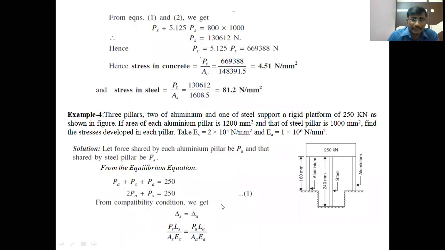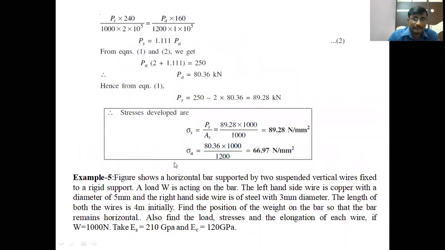Upon substitution of the PS value into equation 1, from equations 1 and 2, we get 2PA plus, in place of PS, 1.111 PA. So PA times (2 plus 1.111) equals 250 kilonewtons. Therefore, PA is equal to 250 divided by 3.111. You can get the load shared by the aluminium material as 80.36 kilonewtons. This is the load in each aluminium pillar. There are two aluminium pillars, and each pillar carries 80.36 kilonewtons.